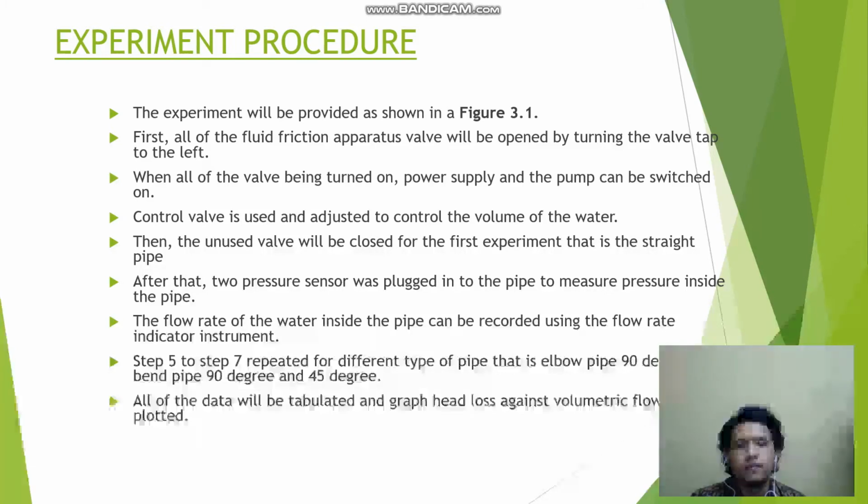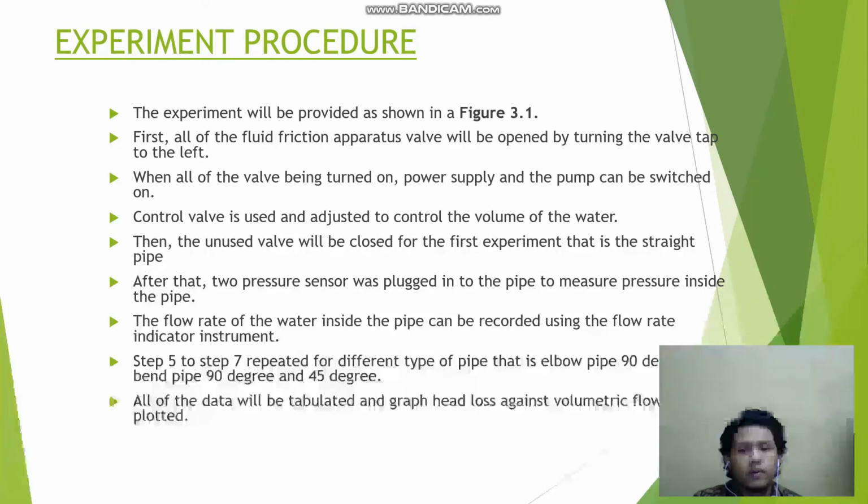Then when all of the valves have been turned on, the power supply and the pump can be switched on. The control valve is used and adjusted to control the volume of the water. Then the unused valve will be closed for the first experiment, that is the straight pipe. Two pressure sensors were plugged into the pipe to measure inside the pipe.